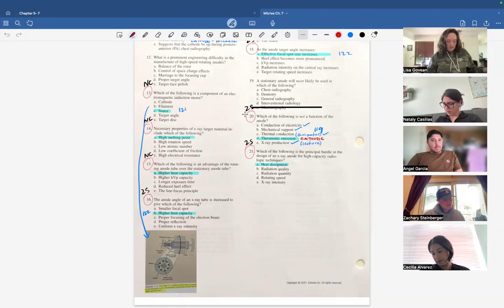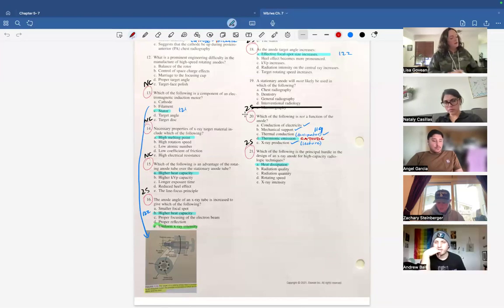I feel like if you have less angle, do you get more heel effect or less? It's more. So the less anode angle, the more heel effect. So the angle probably has nothing to do with heat, right? It just has to do with the size of the focal spot, and then the rotating anode is the one that would be for heat dissipation, and that's the reason why we use the rotating versus the stationary, right? Yeah.